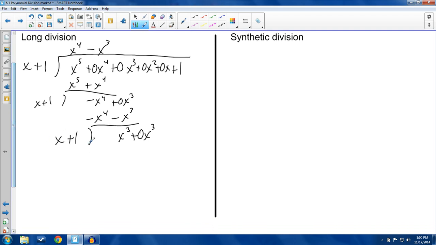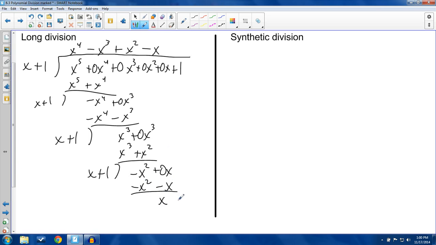X goes into x cubed, x squared times. Multiply that, you get x cubed plus x squared. You subtract. That's negative x squared. Bring down the 0x. X goes into negative x squared, negative x times, multiply. You get minus x there.